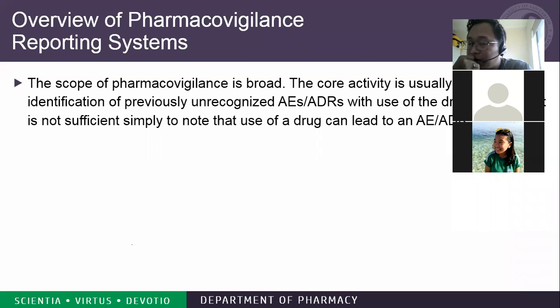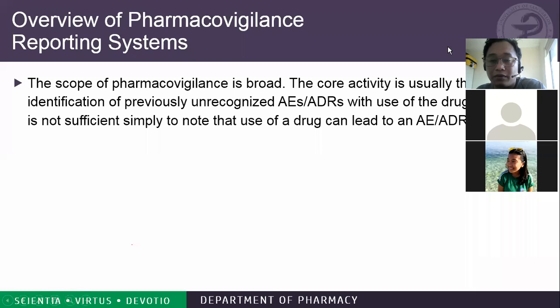And pharmacovigilance depends on the reporting system, because the drug is already on the market. Then the only way to understand the new reactions, the ones undetectable in the previous clinical trials, is from the practitioners. Okay. So the scope is very broad.